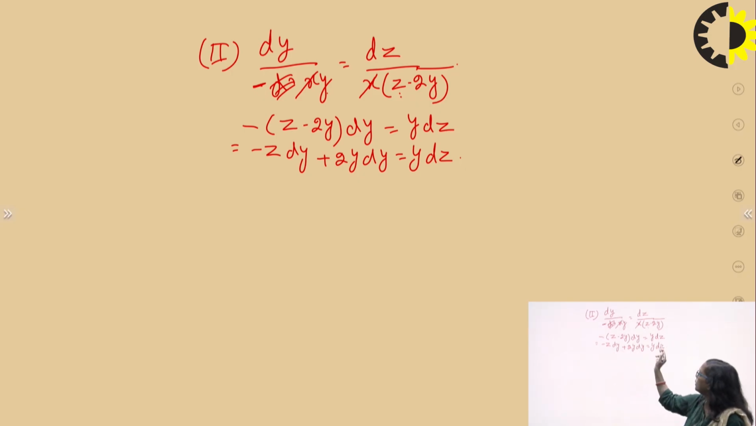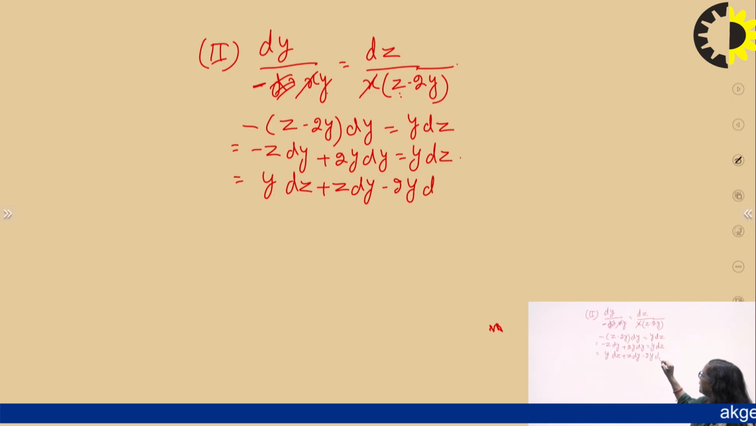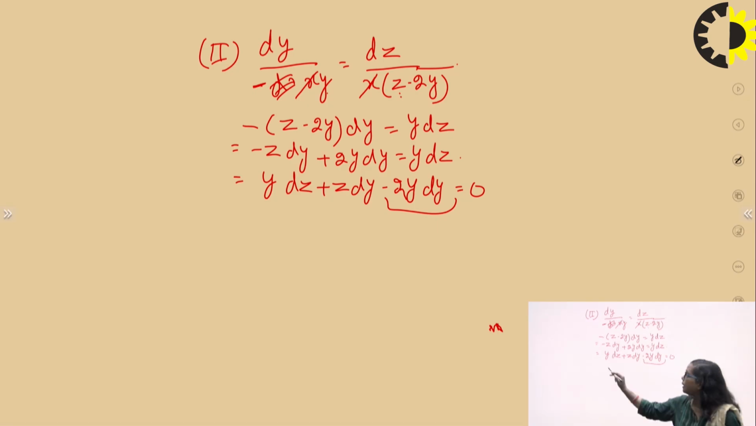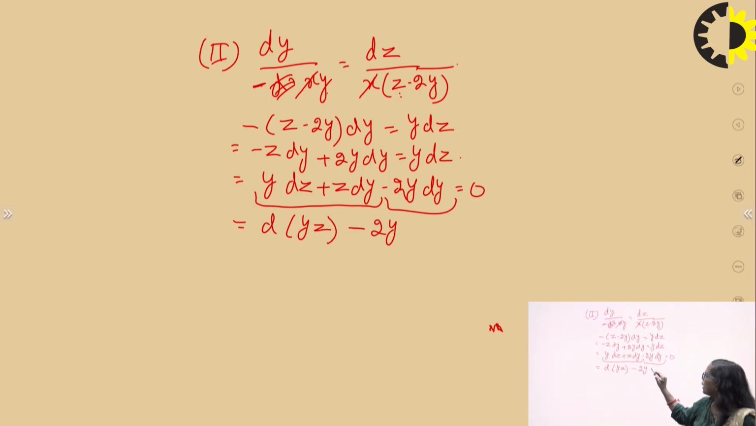So shifting these two terms on the right hand side, I can write this as y dz plus z dy minus 2y dy is equal to 0. Now, if you look at whether this is integrable or not, this last term here, 2y dy, is obviously integrable, a function of y, differential of y. But what about these two terms? These two terms individually are not integrable, but if I take them as a pair, I always write this pair as the total differential of y into z.